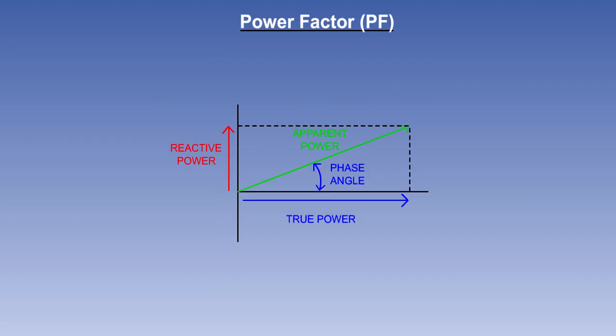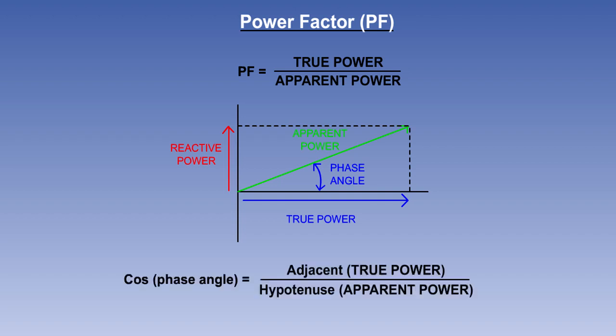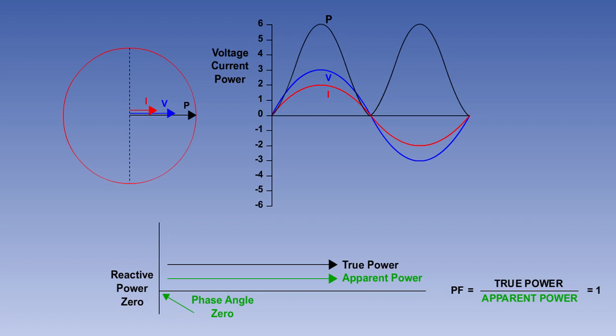The relationship between true and apparent power is an important one. It is expressed as a power factor, or PF. The power factor is the true power divided by the apparent power. As you can see from the vector diagram, this is the cosine of the phase angle. In a theoretical purely resistive circuit, the phase angle is 0 degrees. The true power is equal to the apparent power, so the power factor is 1.